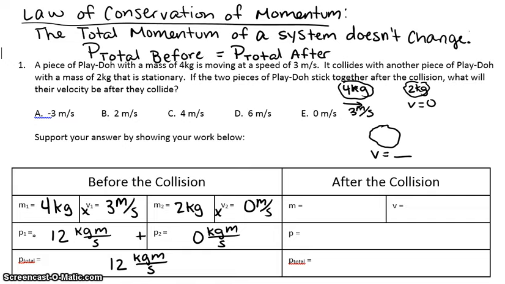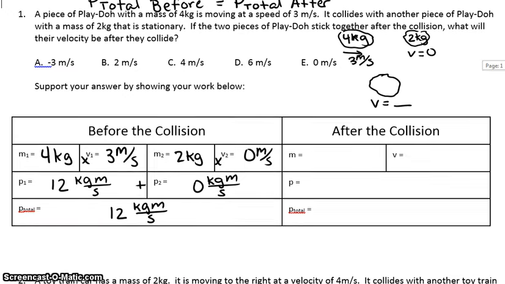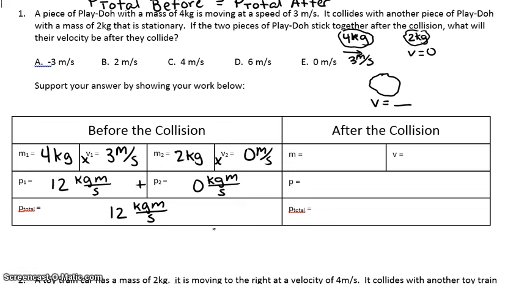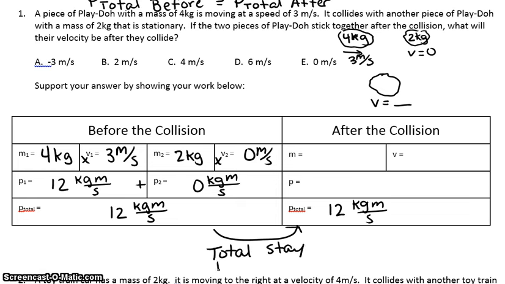The law states that the total before the collision is equal to the total after. So we're going to carry that across. If the total before was 12, then the total after has to be 12 kilogram meters per second. Total stays the same. Okay. Now we have to work up the right-hand side.